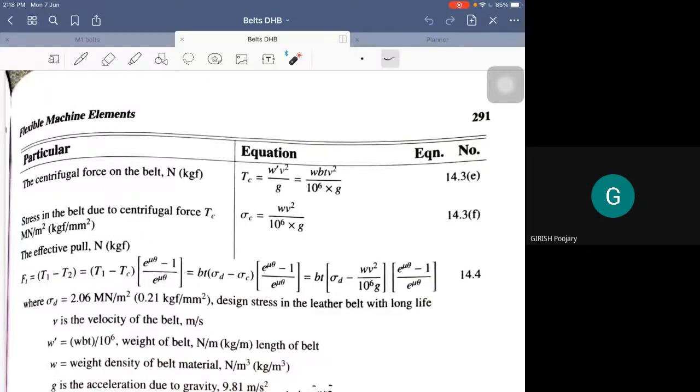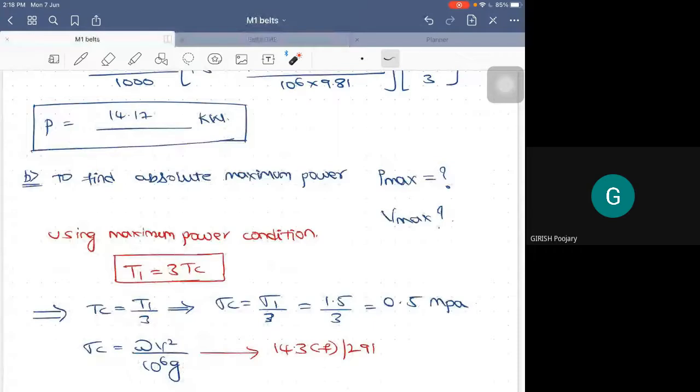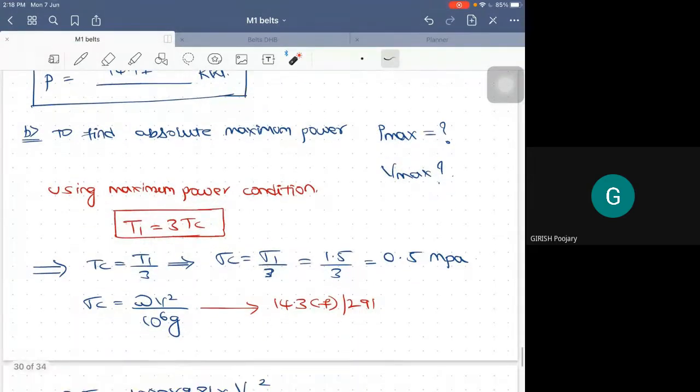Stress in the belt due to centrifugal force. So it is given by this particular equation. I have picked that particular equation. Now, you know all the values, just substitute it.